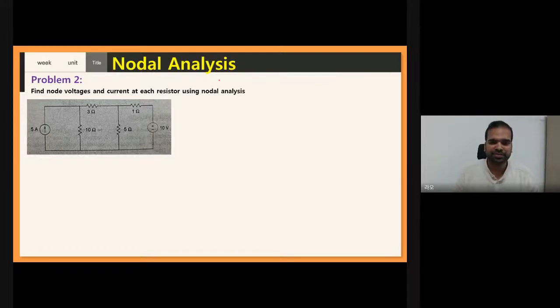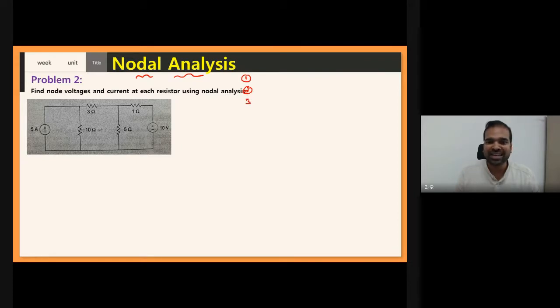Guys, in my previous video, I explained what is meant by nodal analysis. We can apply nodal analysis to planar and non-planar circuits. This is point number one. In order to find node voltages, we need to apply what? KCL. This is point number two.